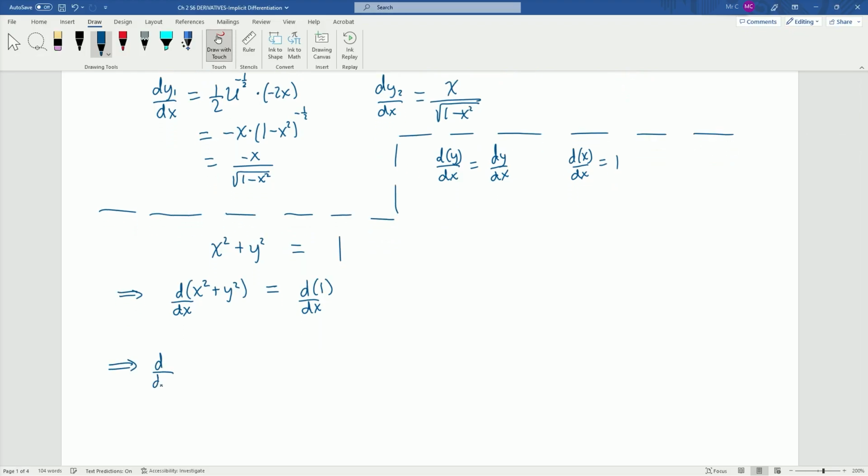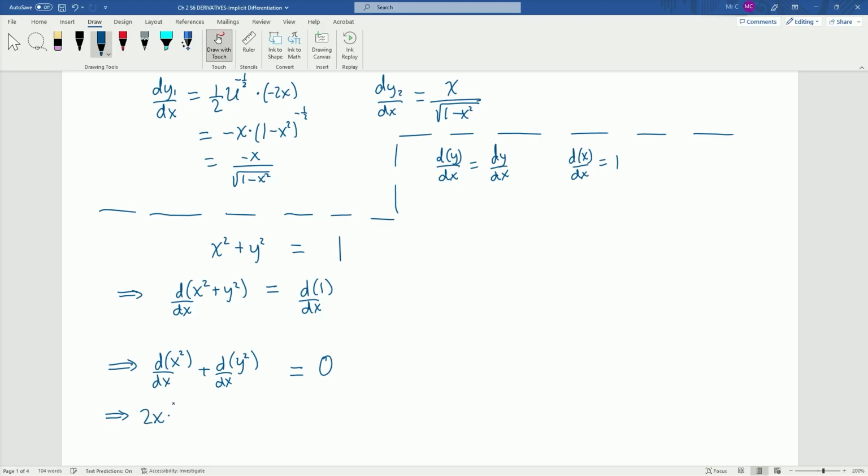And of course, I can split this derivative up into the derivative of x squared plus the derivative of y squared. And the derivative of 1 is just 0, so I'll go ahead and write that now. Now, the derivative of x squared with respect to x is 2x.